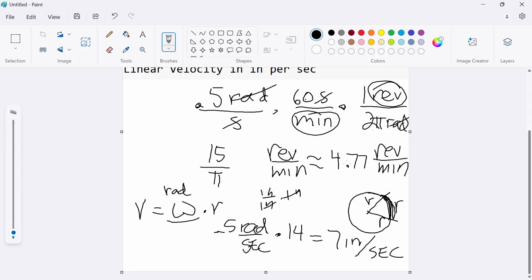Just remember this: the linear velocity V equals the angular velocity in radians per second, times the radius. And it will come out in whatever units the radius is in per second. So in this case, it's 7 inches per second is the answer to the second part.